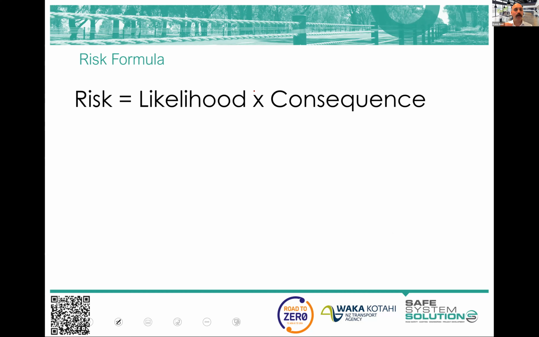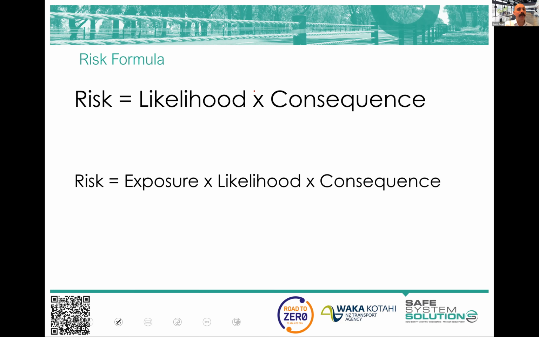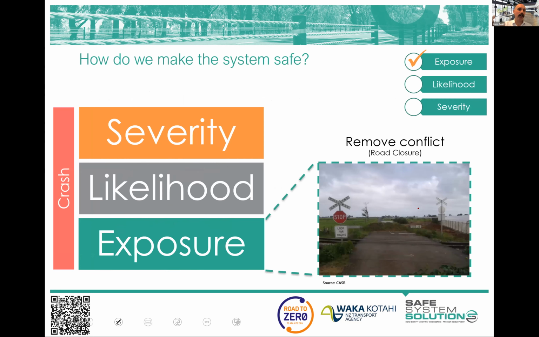We do it the same in road safety. What's the chance of a crash? How bad is it going to be? And in a safe system assessment, from likelihood, we've extracted out exposure, the number of people, pedestrian, cyclists, motorcyclists or vehicle drivers exposed to that crash, then the chance that the crash is going to happen, and then how bad it's going to be. And this is what I'm going to take you through in lots of detail next time.